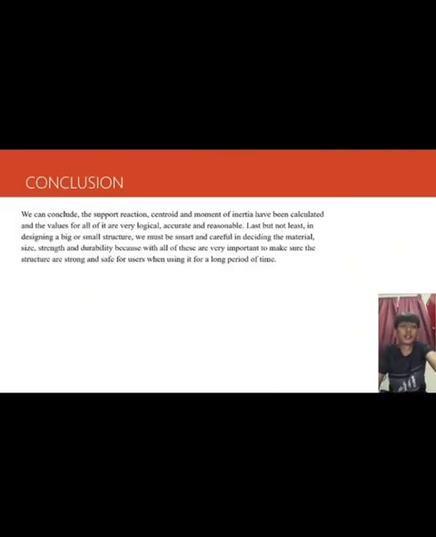Conclusion. We can conclude the support reaction, centroid, and the moment of inertia have been calculated, and the values for all of them are logical, accurate, and reasonable. Last but not least, in designing a big or small structure, we must be smart and careful in deciding the material, size, strength, and durability, because all of these are very important to make sure the structure is strong and safe for users when using it for a long period of time.